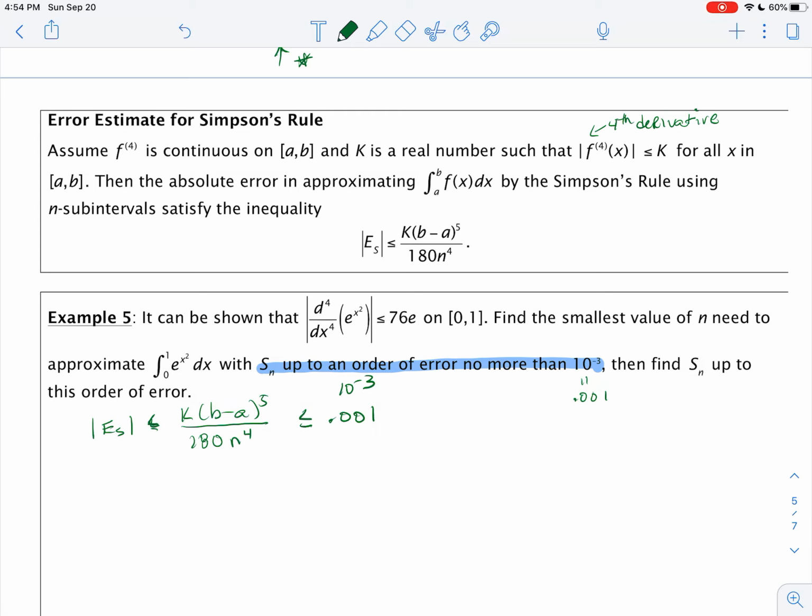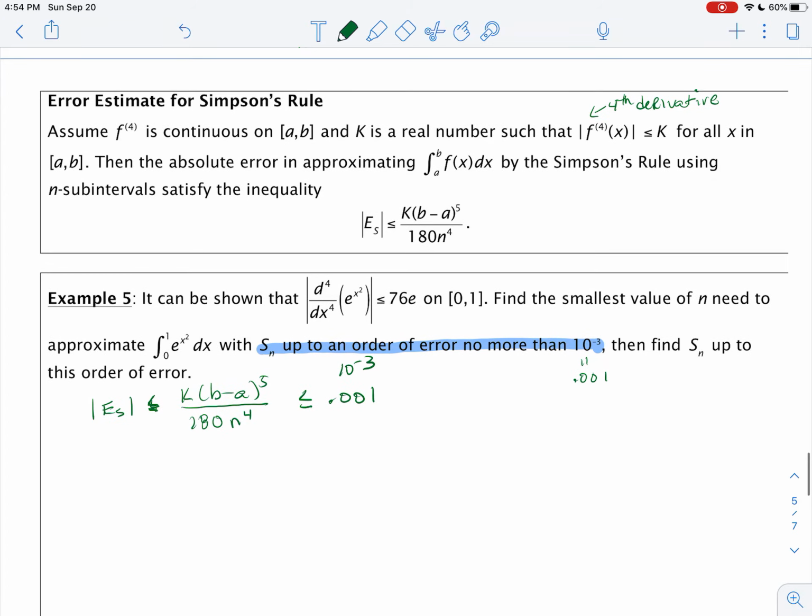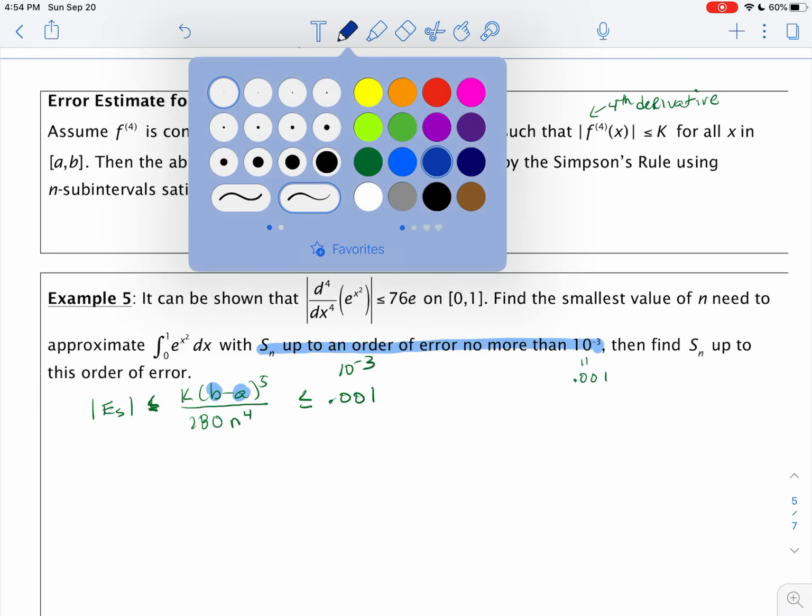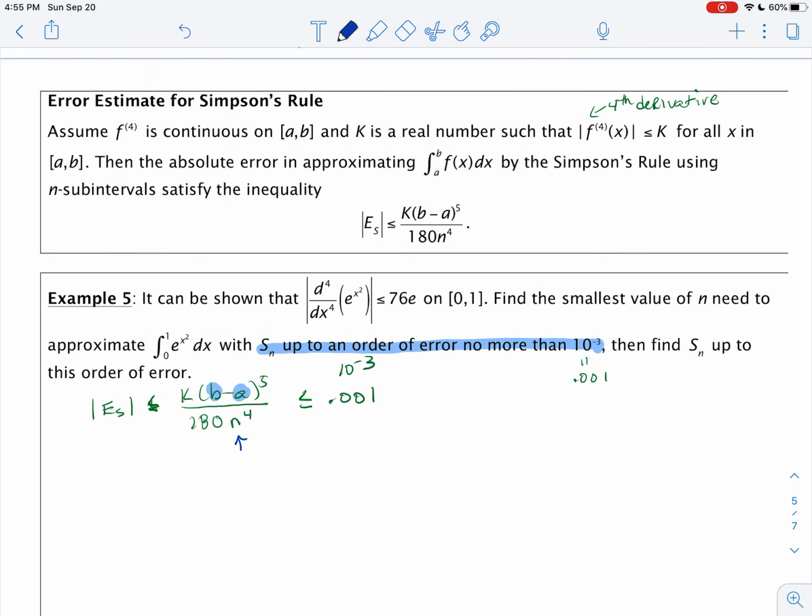Good, so we already have the error, and we want that error to be less than that. So we put that above the k. Good, because we don't want k times (b minus a) to the fifth over 180 n to the fourth to be bigger than that 0.001, because then we can't guarantee that E sub S is going to be small enough. So we make k times (b minus a) to the fifth over 180 times n to the fourth less than 0.001. We know what b is. We know what a is. We now know what our upper bound is.